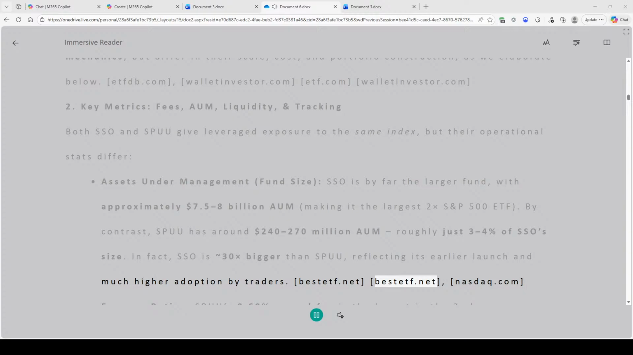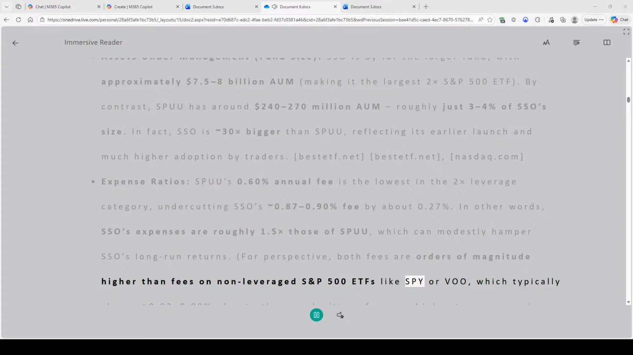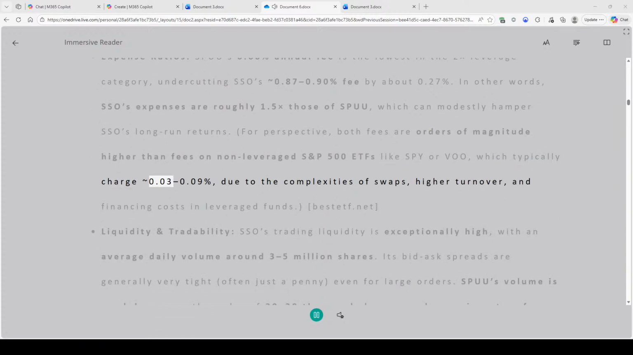Expense ratios: SPUU's 0.6% annual fee is the lowest in the 2 times leverage category, undercutting SSO's 0.87 to 0.90% fee by about 0.27%. In other words, SSO's expenses are roughly 1.5 times those of SPUU, which can modestly hamper SSO's long-run returns. For perspective, both fees are orders of magnitude higher than fees on non-leveraged S&P 500 ETFs like SPY or VOO, which typically charge 0.03 to 0.09%, due to the complexities of swaps, higher turnover, and financing costs in leveraged funds.